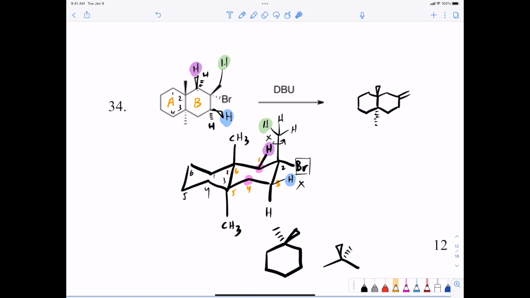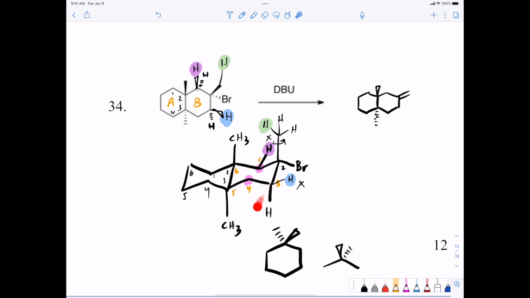So with that in mind, as I draw the trans-fused system, I see that the bromo group is on an up carbon, and that bromo group is down equatorial, whereas the methyl group is up axial. Now, as I try to identify beta protons that are trans to the leaving group, I've got some of these, purple and blue, and they are indeed trans to the leaving group. They are up relative to the ring, whereas the bromo is down, but they're not anti to the leaving group.